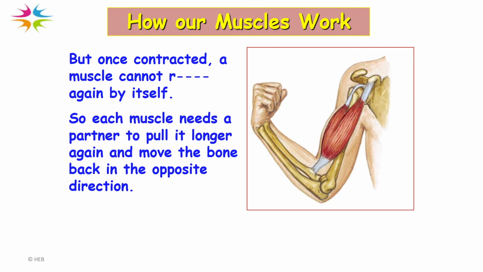But once contracted, a muscle cannot, what can it not do by itself? It cannot relax again by itself. So each muscle needs a partner to pull it longer again and move the bone back in the opposite direction.